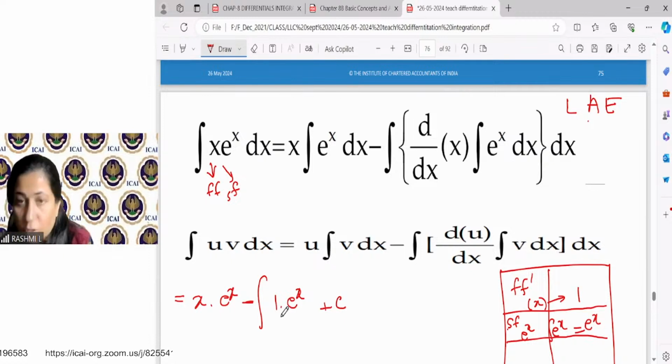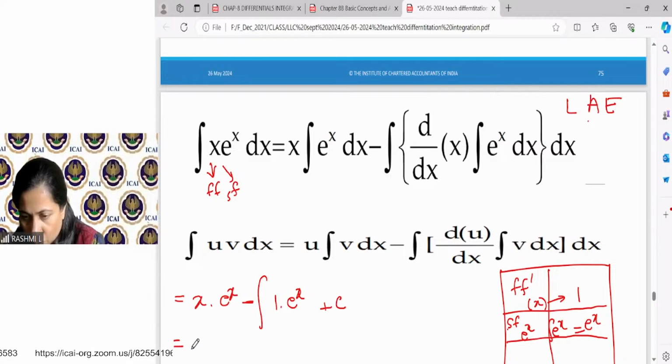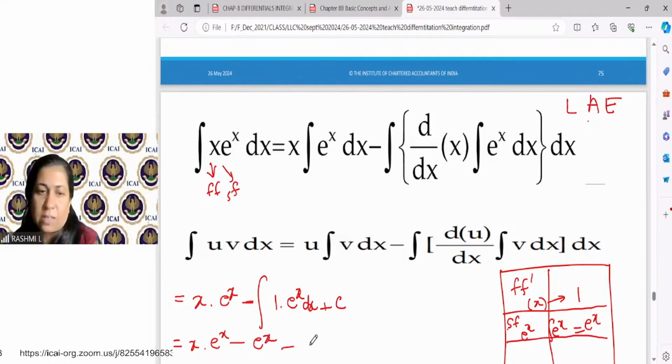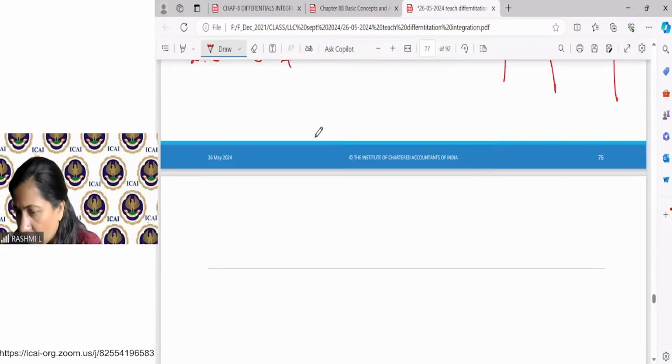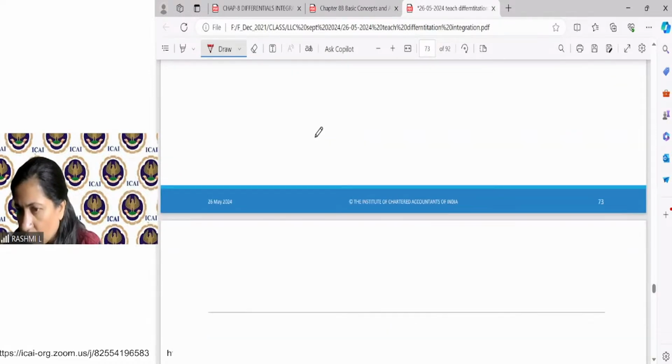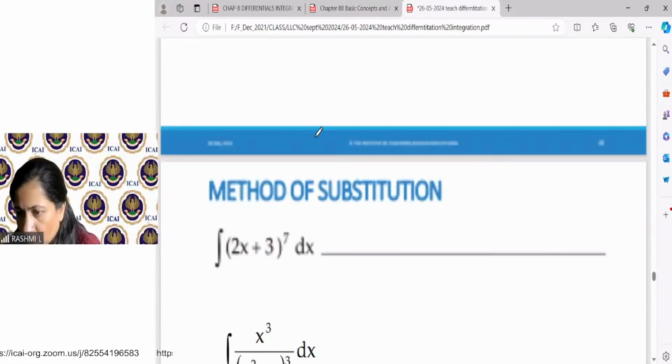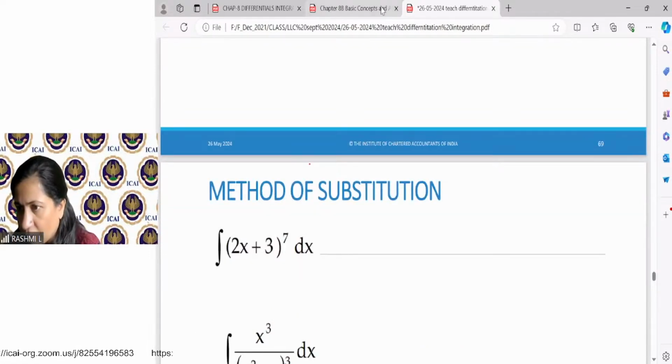Now always remember, in integration by parts you will integrate at least 2 times. So x e raised to x minus integral of e raised to x dx, which is again e raised to x, plus c. So this will be your answer. Abhinandan, I hope you've understood. Before we go to the partial fractions. Yes, very good.